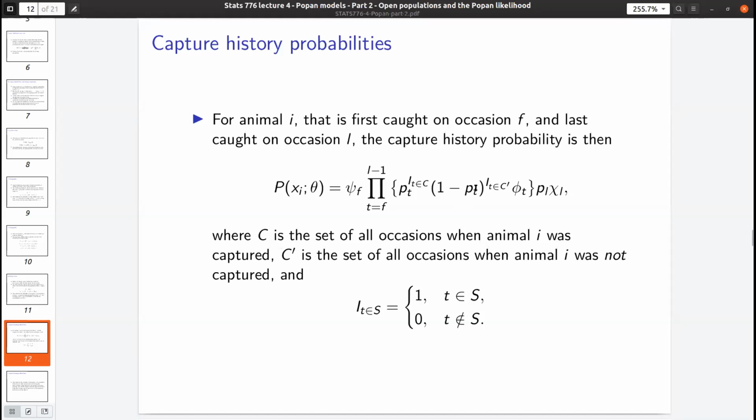And so still using this identity function. So here saying that if the animal was not captured at time t, so t is a member of the set of times when it was not captured, then this identity function will be equal to 1. And so this term will be included in the likelihood. Otherwise, this identity function will be equal to 0. So this term will become 1 and will just disappear.